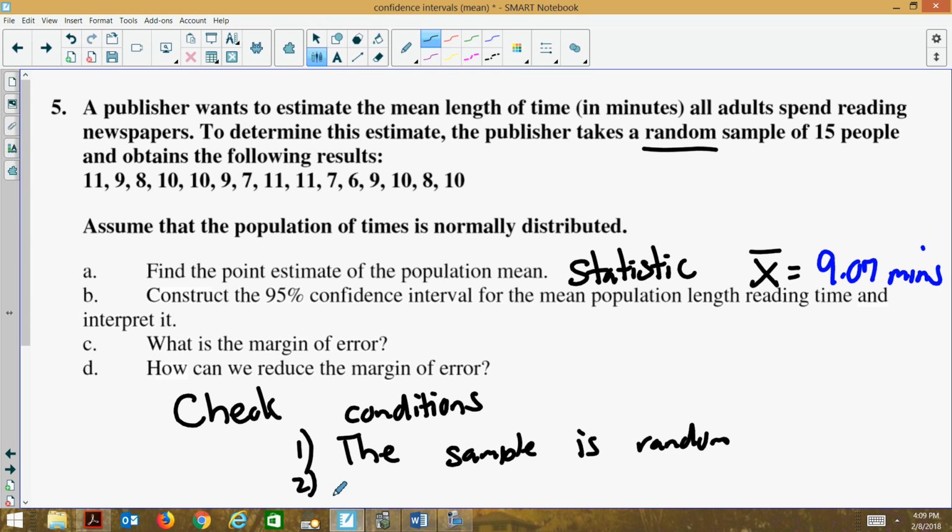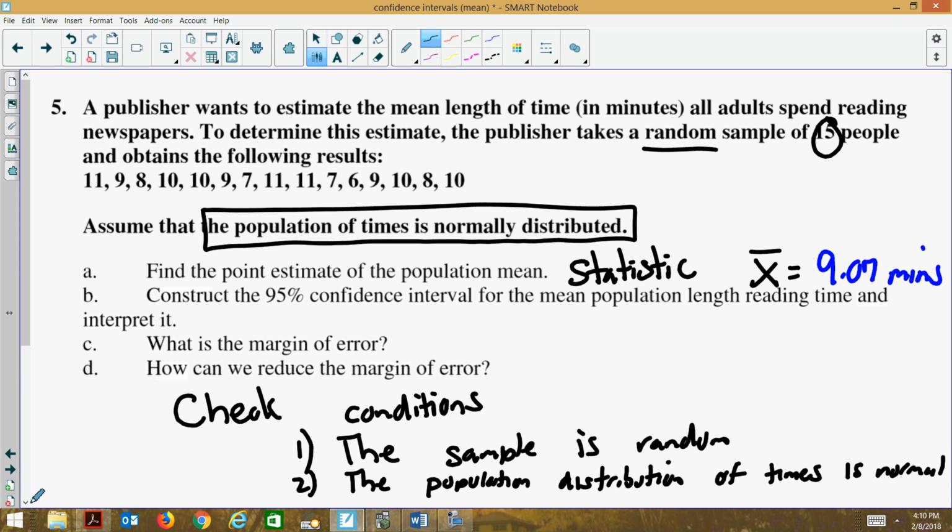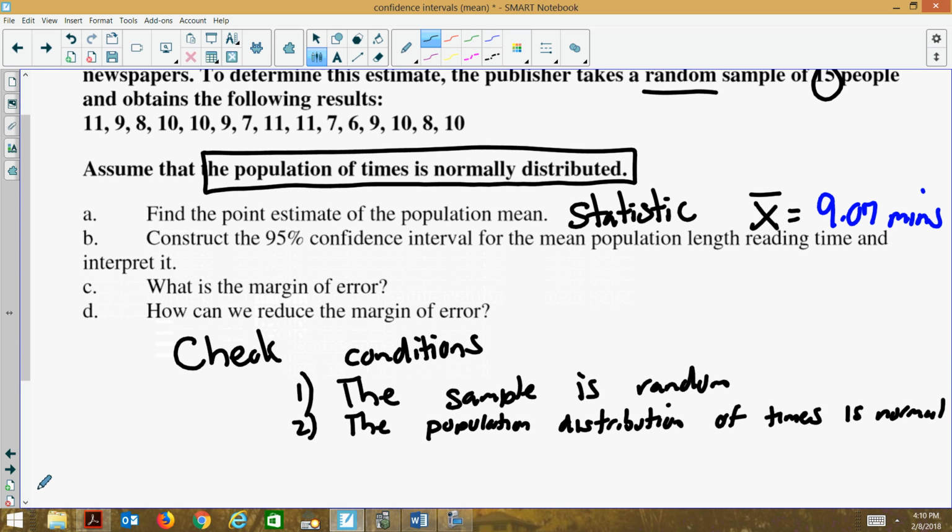Number two, is the sample large? Well, it's not large enough. It's only 15 people. However, the problem does say that the population of times is normally distributed, meaning the population distribution of times is normal. It is very important that you write down the conditions before you complete a confidence interval.